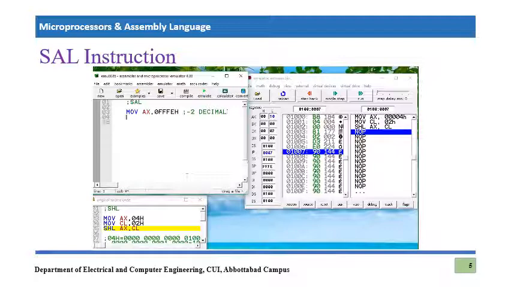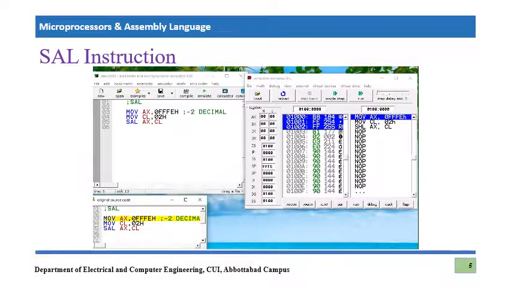Then we have to apply the count. We are using CL as the count register, so let's say move CL, 02 hex, and then we apply our shift arithmetic left, SAL AX comma CL. CL is our count, and AX is our destination. Let's simulate it. Okay, perfect.